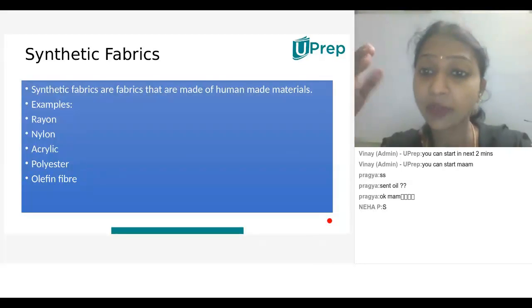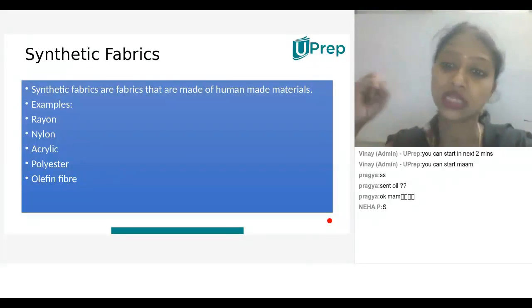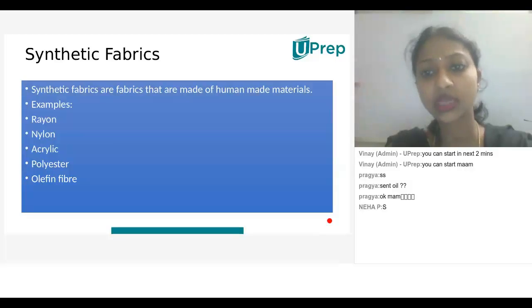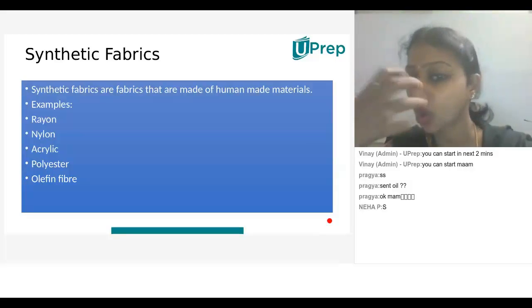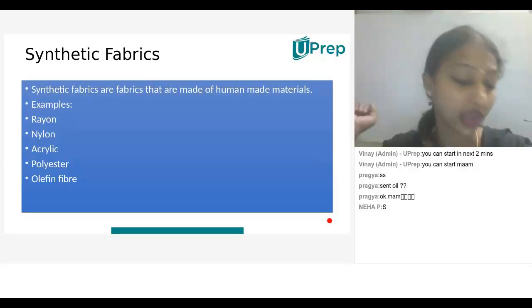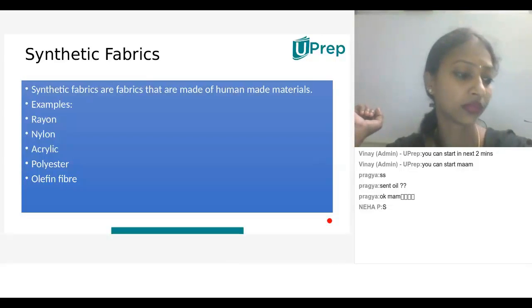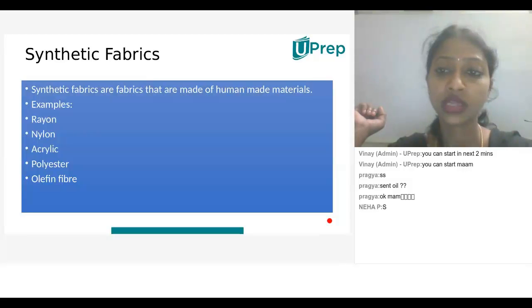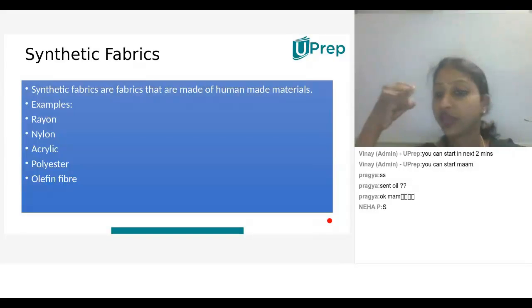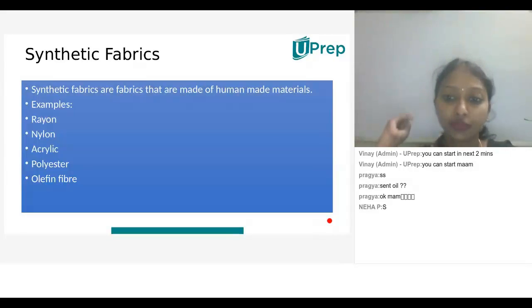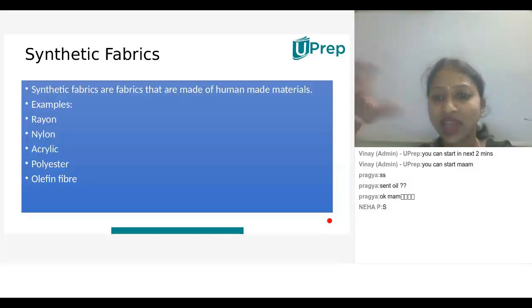Synthetic fibers are prepared from chemicals, so that because of the chemicals themselves, insects won't be attracted. Understood or not? Yes, ma'am, I understood. So from that point of view, we can say that synthetic fibers are moth-free, wrinkle-resistant, and abrasion-proof. What do you mean by abrasion? I don't know, ma'am. It is nothing but tearing, wearing and tearing.